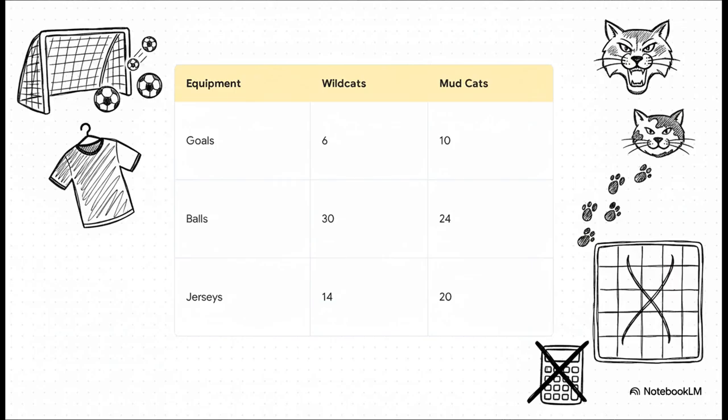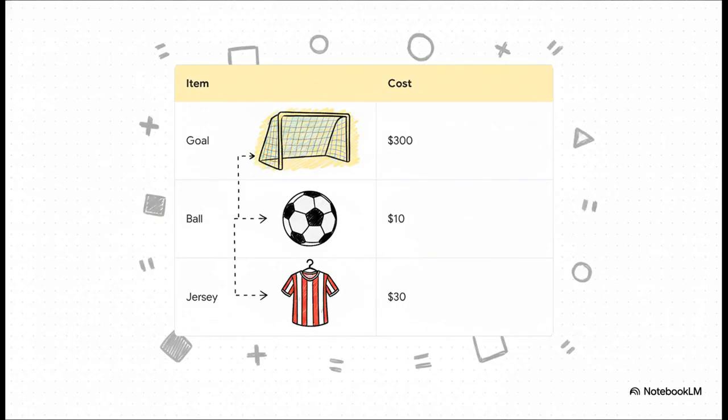Okay, so here's what we're working with. The Wildcats need 6 goals, 30 balls, and 14 jerseys. Meanwhile, the Mudcats are looking for 10 goals, 24 balls, and 20 jerseys. Now, you could just start mashing numbers into a calculator, but there's a way more elegant way to handle this. And here's the other half of our puzzle, the price list. Goals are a hefty $300 a pop, balls are $10, and jerseys are $30 each.